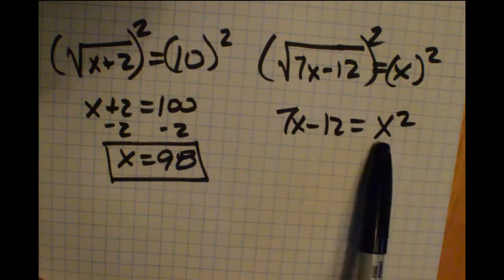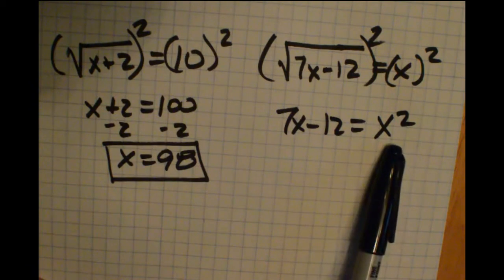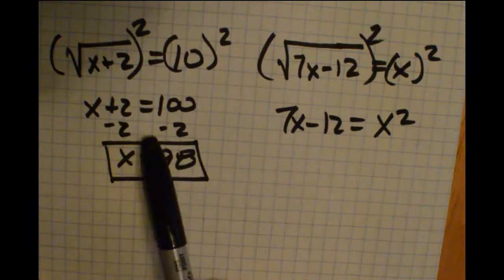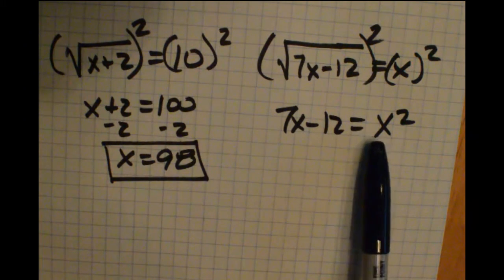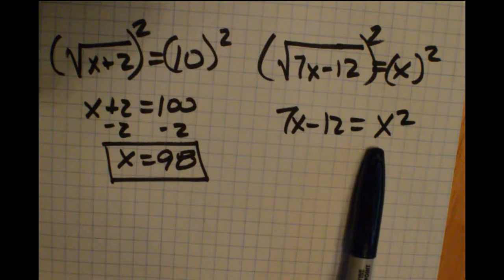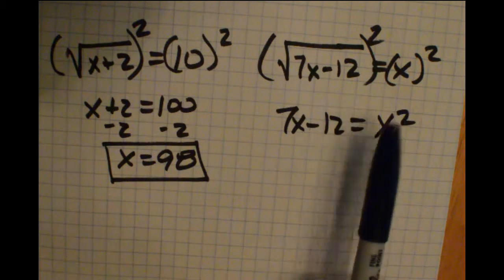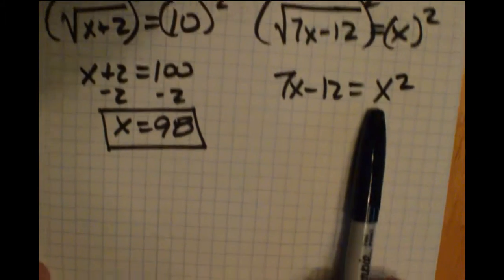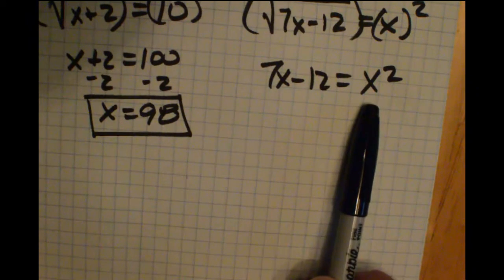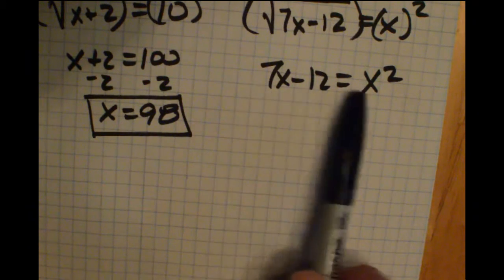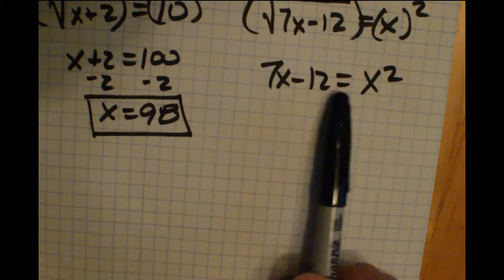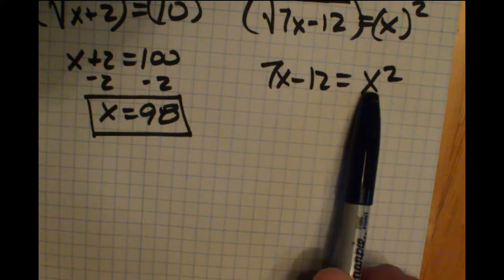What's different in this case is now I have a variable squared. Over here, I didn't have a variable squared, so I didn't have to worry about factoring or anything like that, but here I do. So what I want to do is get this equal to 0 so I can factor and solve. It's going to be easiest if you take everything on the side where the x squared isn't and move it over. So I want to get everything to the right side.